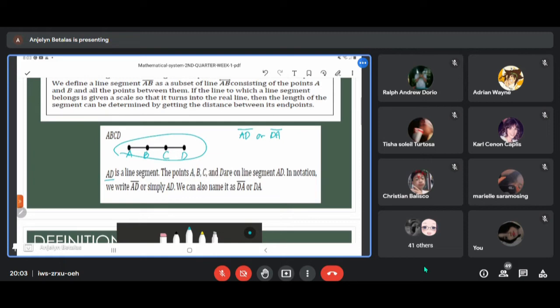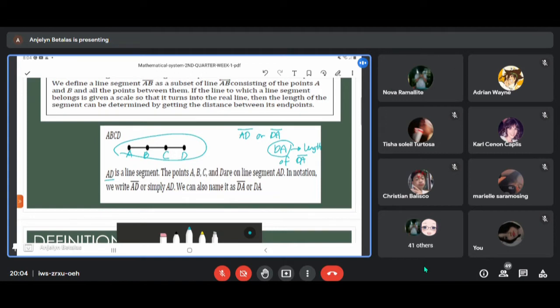Okay, when you see the given, you are referring to the length. Length of segment DA or segment AD. If there is no segment bar on top, you are referring to the length. Do you understand?